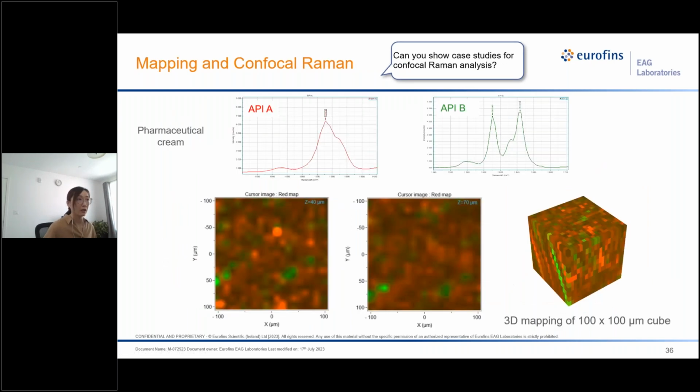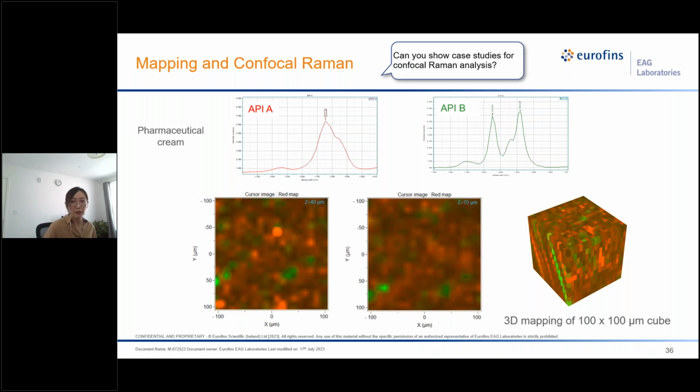Speaking of the mapping capabilities for Raman, I have one last case study highlighting the Raman capability, the mapping as well as the confocal capabilities for Raman analysis. The sample we have here is a pharmaceutical cream, which contains two different types of active ingredients, which we simply call API-A and API-B. First, Raman analysis was performed on the pure form of those APIs, and the unique peaks in the Raman spectrum of each API can be utilized as signature for further mapping studies.